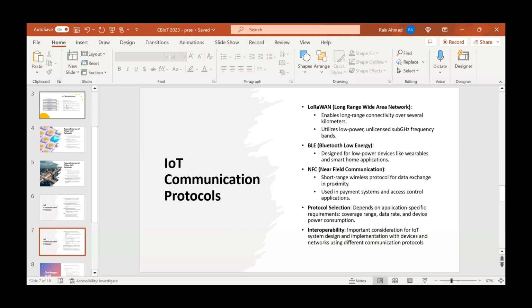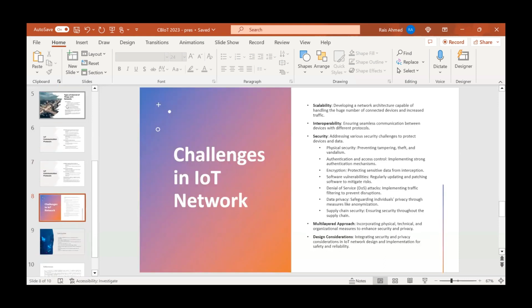Bluetooth Low Energy, BLE, is designed for low-power devices like wearables and smart homes. Near field communication, for short range, is of course something we use every day with smart access control devices, access control cards. Protocol selection is very important in deciding how the IoT will work.